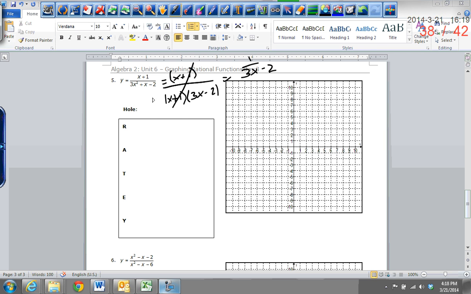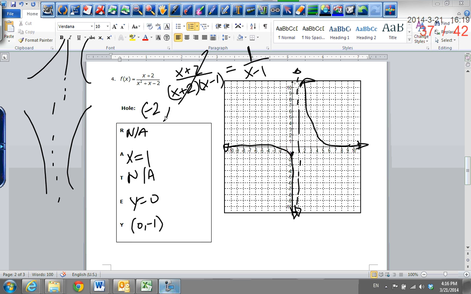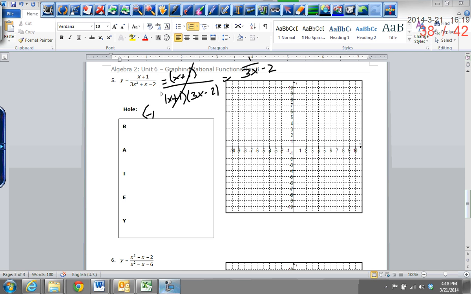So once again, my hole is at negative 1, and I just realized I did not do the hole on the other one. Gosh darn it, there it is. So we forgot that at negative 2, I need that hole there, right there. And if I want to figure out what that exact point is, plug negative 2 in. So 1 over negative 2 minus 1, that's negative 1/3. So my hole is at negative 2, comma, negative 1/3. Sorry about that. All right, don't let me forget on this one.